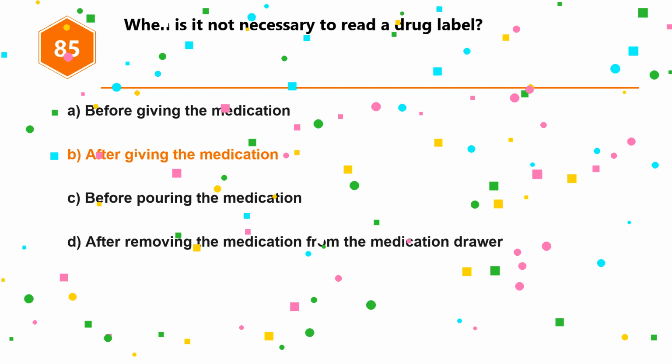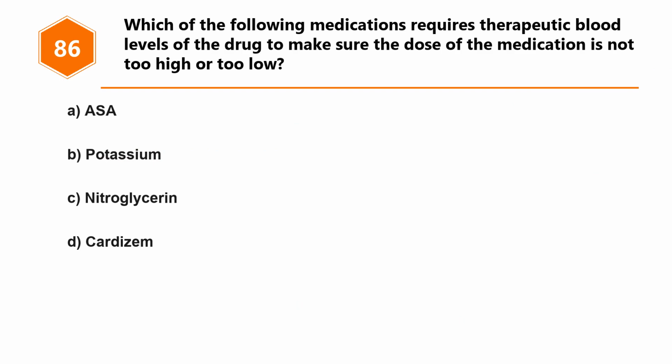The correct answer is option B. After giving the medication. Question 86. Which of the following medications requires therapeutic blood levels of the drug to make sure the dose of the medication is not too high or too low? Option A. Aide. Option B. Potassium. Option C. Nitroglycerin. Option D. Cardizem.